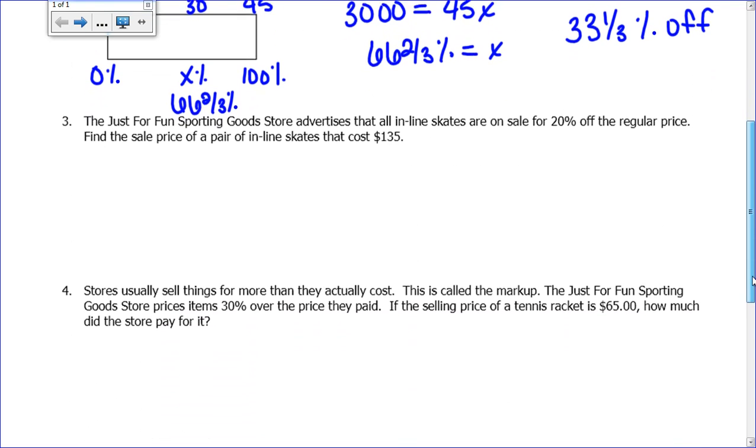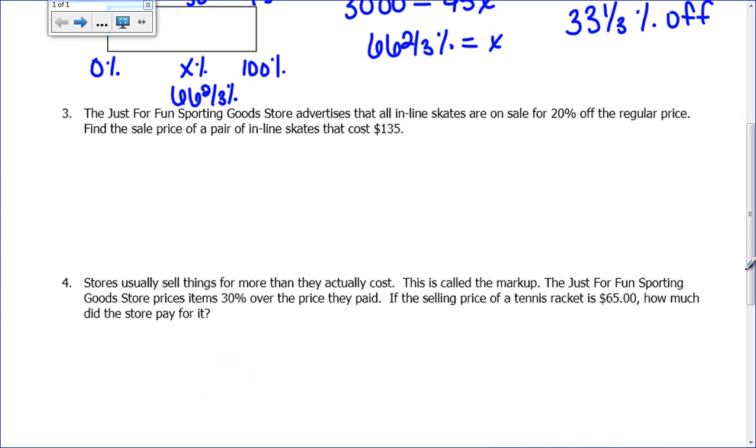So number 3, the Just for Fun Sporting Goods store advertises all inline skates are on sale for 20% off the regular price. It's 20% off. We've got to find the sale price. So again, I have my percent bar, and since these aren't drawn for me, I'm going back to my line. The original price of the skates was $135. They're on sale for 20% off. So if I want the sale price, I'm going to take 20% off of my 100%, which gives me 80%, because 100 minus 20 is 80. And if I find out what that amount is, that will give me my sale price.